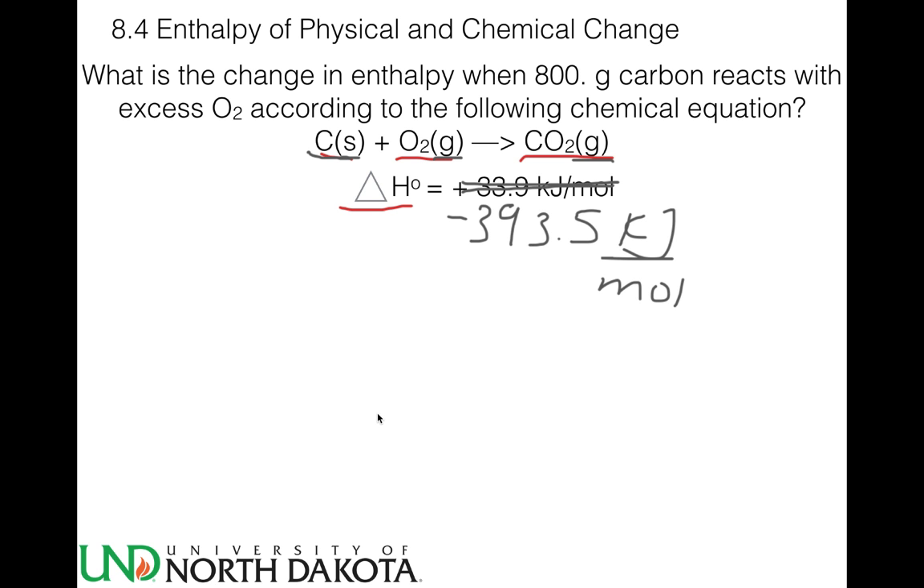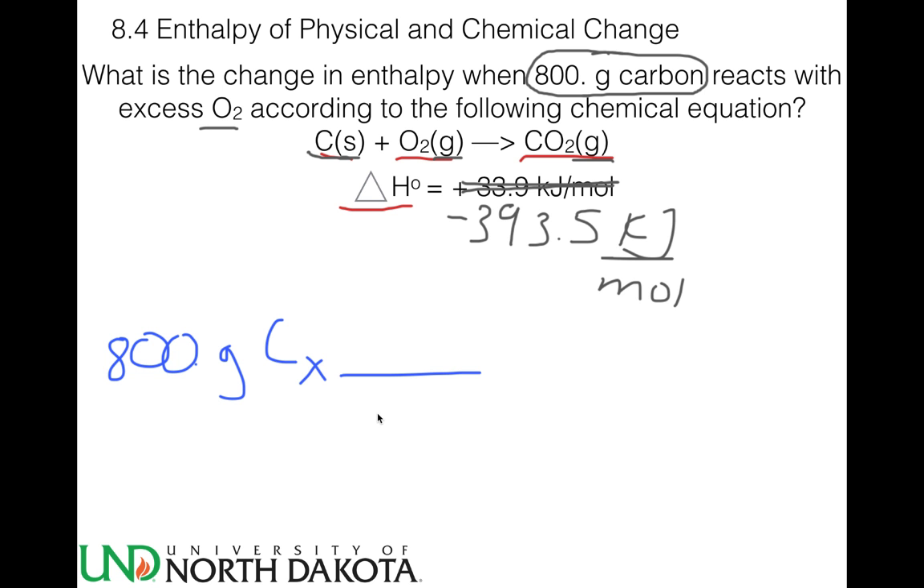However, we're given an initial amount of carbon that's not equal to 1 mole, and so we have to see what the change in enthalpy will be when this much carbon reacts, because enthalpy is an extensive property. It depends on the amount of material present. We're given excess O2, which means we don't have to worry about it. So we're going to set up our problem by converting our 800 grams of carbon, which is just C, into moles. The molar mass of carbon is 12.01 grams per 1 mole.